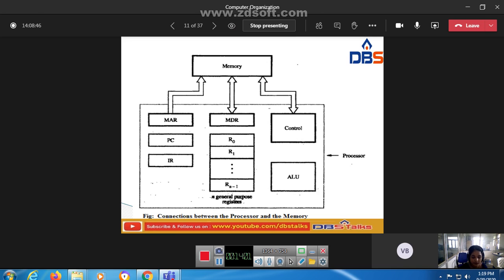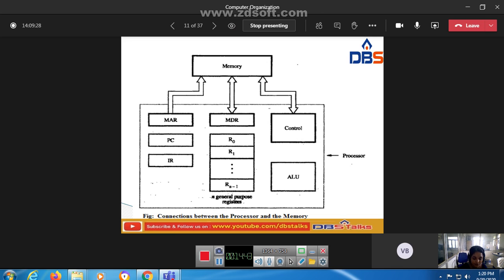Some operating steps we follow to perform the operation between memory and processor. The program resides in the memory and usually gets its input through an input unit. The execution of the program starts when the PC is set to point at the first instruction of the program. The content of PC is transferred to MAR and a read control signal is sent to the memory. After the time required to access the memory elapses, the addressed word is read out of the memory and loaded into the MDR.